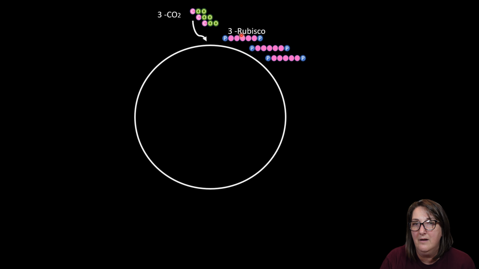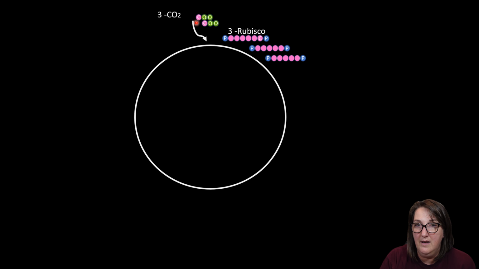Rubisco is this part right here. It's a 5 carbon sugar. 1, 2, 3, 4, 5. And then I'm going to add one of these carbons to this group. This oxygen is still here. We don't show it because it just gets too messy. But these oxygens are still here. Okay. But we're going to look at it like this.